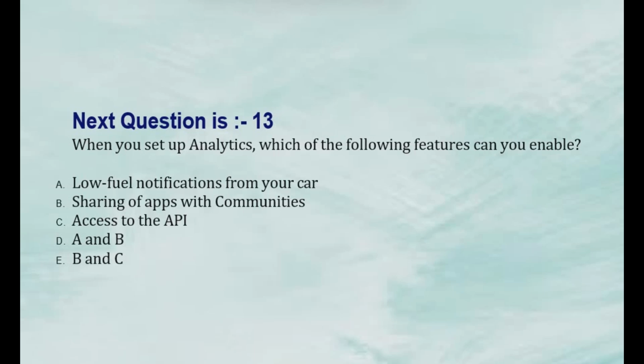Question is, when you set up analytics, which of the following features can you enable? Option A, low fuel notifications from your car. Option B, sharing of apps with communities. Option C, access to the API. Option D, A and B. Option E, B and C. Correct answer is option E.